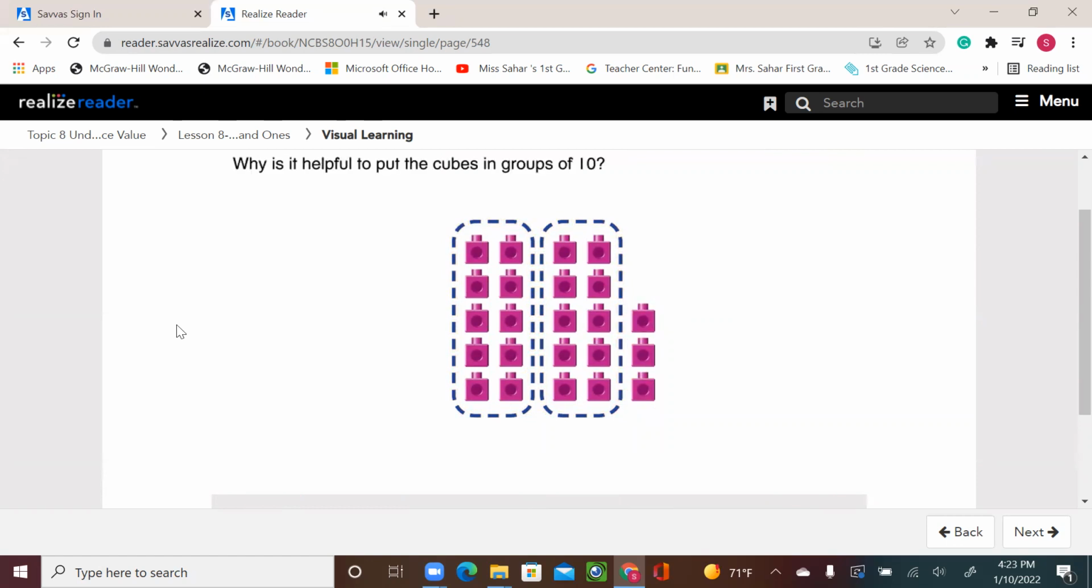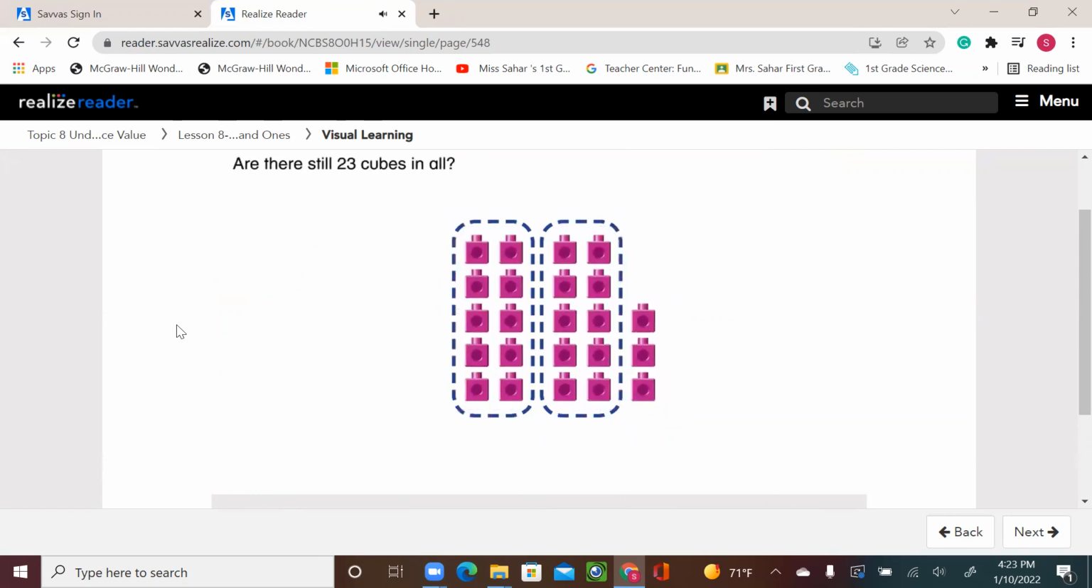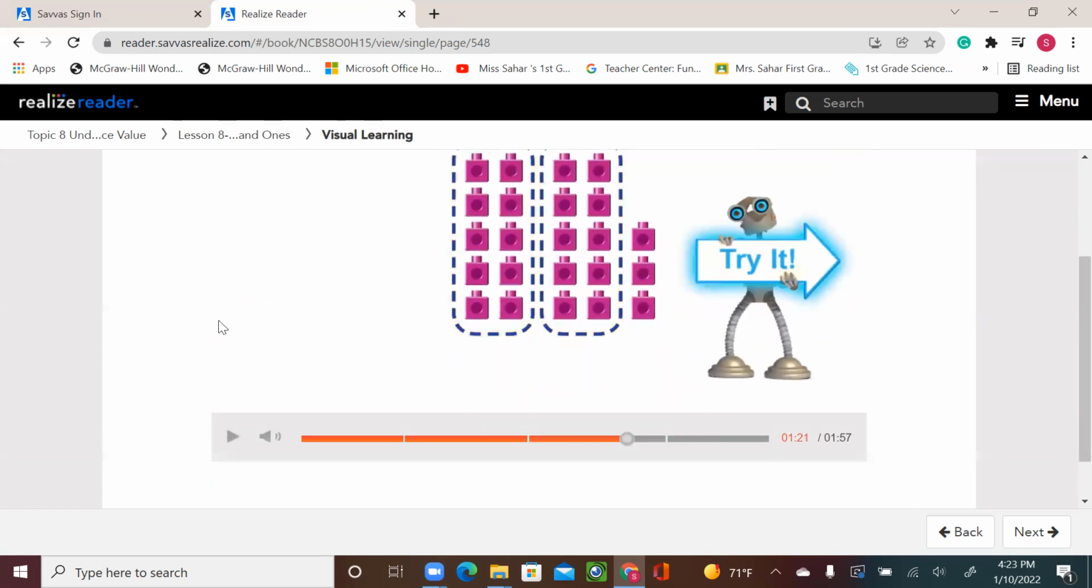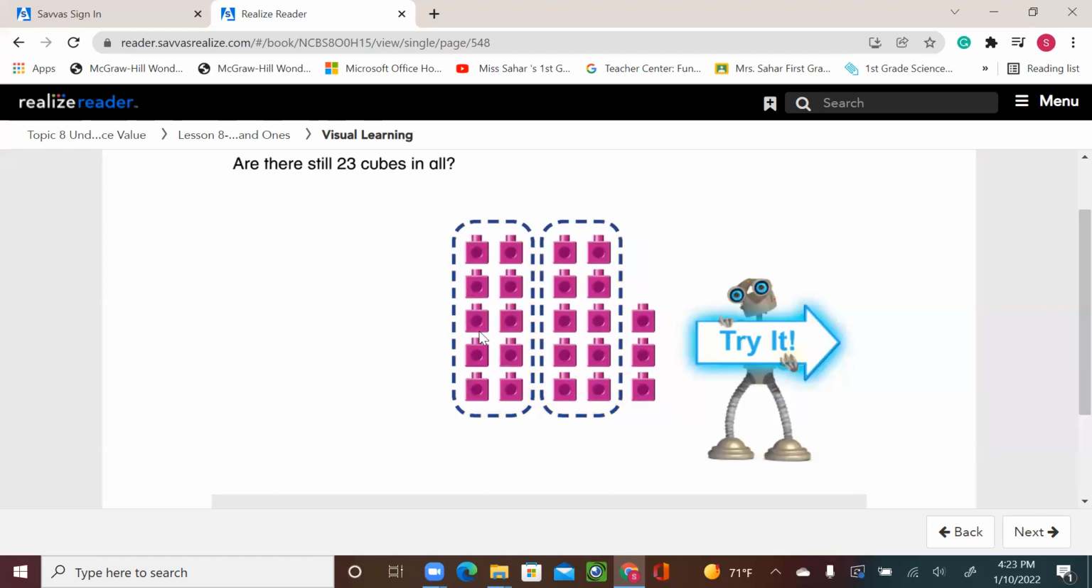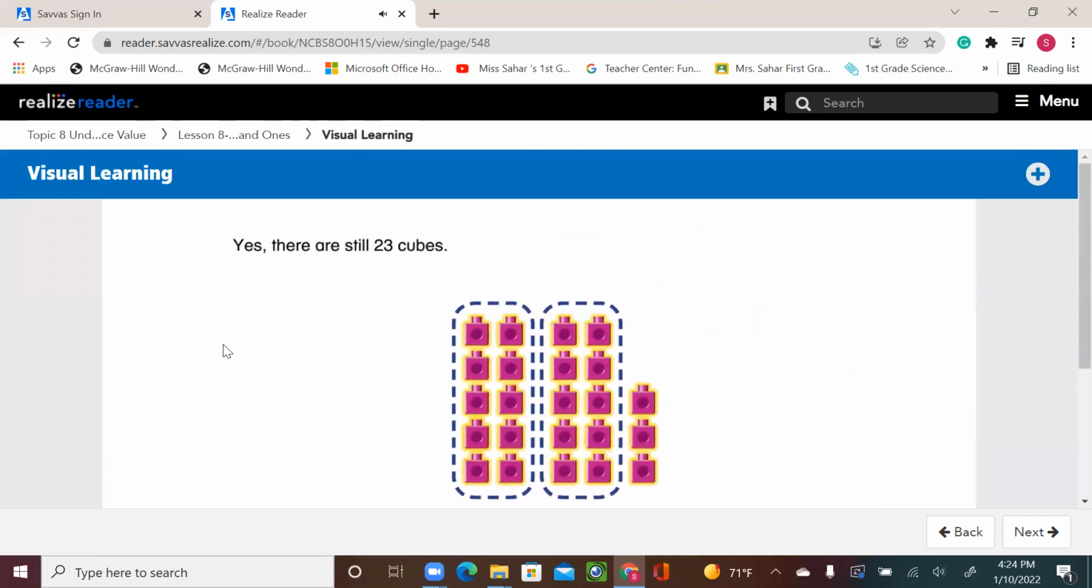Why is it helpful to put the cubes in groups of 10? It makes it easier to see the groups of 10 and the leftovers. It makes it quicker to count. Are there still 23 cubes in all? Yes, because I put a group of 10 in a box and then another group of 10, so that makes 10, 20, and then I see the leftover 3 cubes, 1, 2, 3. So 10, 20, 21, 22, 23. Yes, there are still 23 cubes.